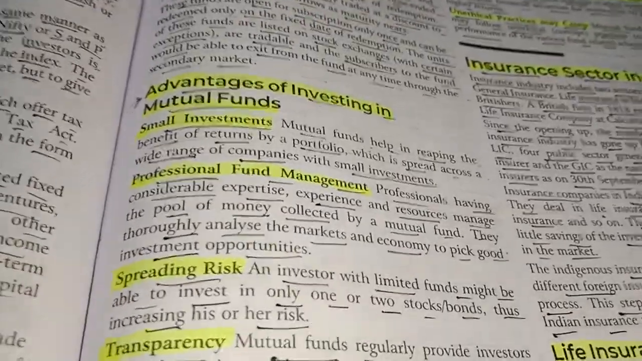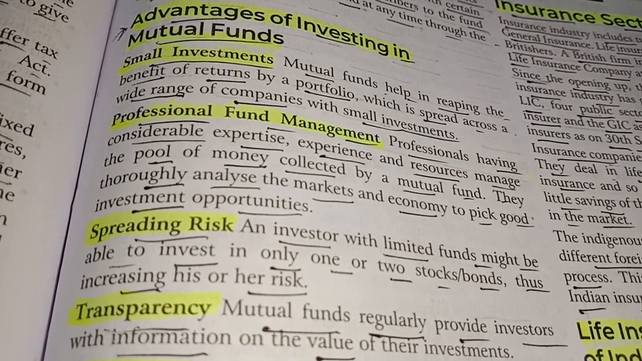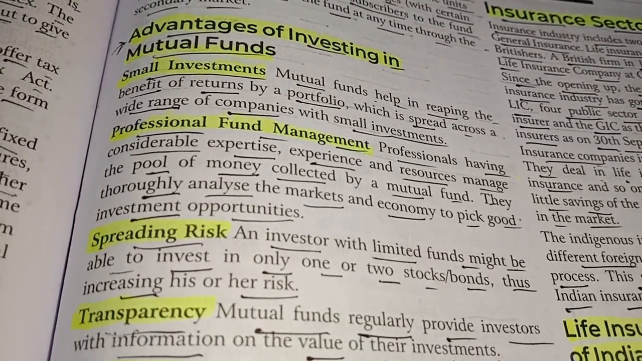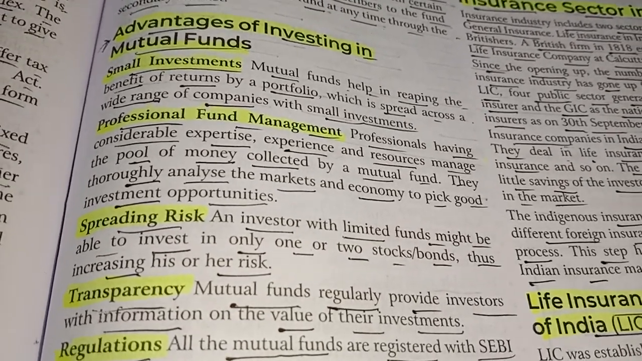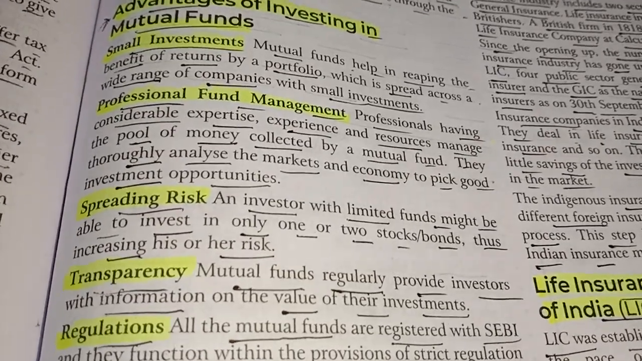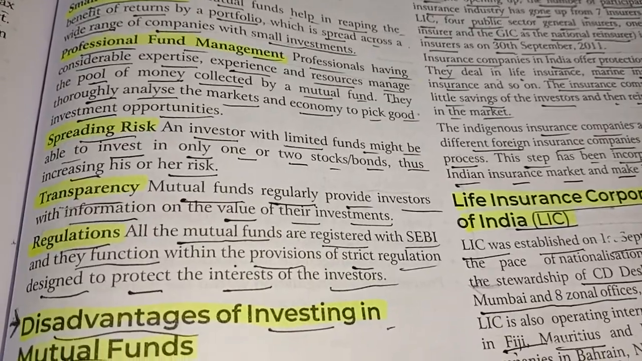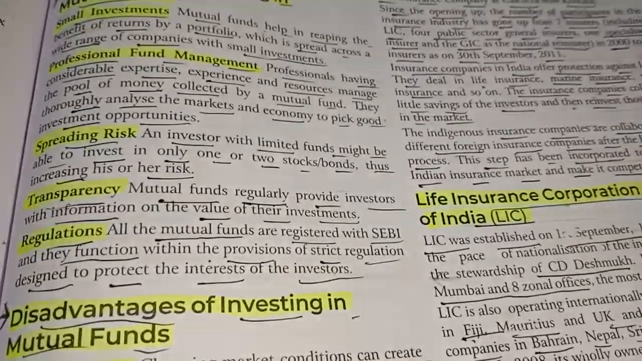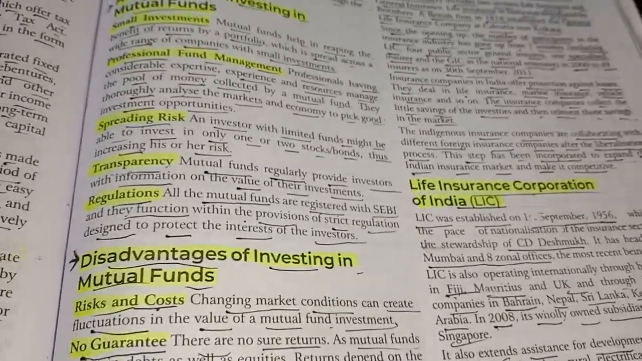Spreading risk. An investor with limited funds might be able to invest in only one or two stocks or bonds, thus increasing his or her risk. Transparency. Mutual funds regularly provide investors with information on the value of their investments. Regulations. All the mutual funds are registered with SEBI, and they function within the provisions of strict regulations designed to protect the interest of the investors.